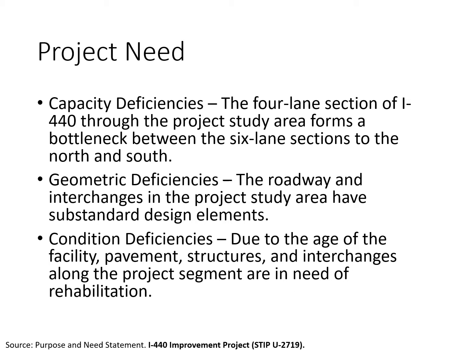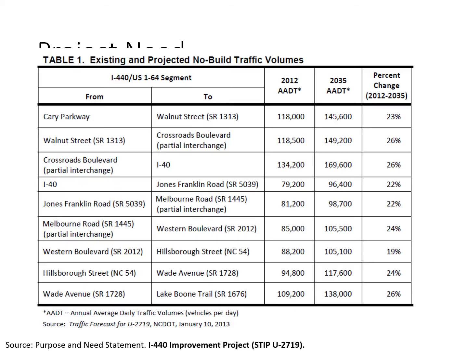There are also geometric deficiencies for the roadway and interchanges in the study area that have substandard design elements. And in particular, this example, I think, does a great job of explaining where those deficiencies are and what those deficiencies are, so their location and their actual extent, as well as condition deficiencies, including the pavement, structures, and interchanges that are in need of rehabilitation. So this location not only has capacity issues, but there are things that need to be upgraded anyway, and so that's building into the purpose and need of this project.